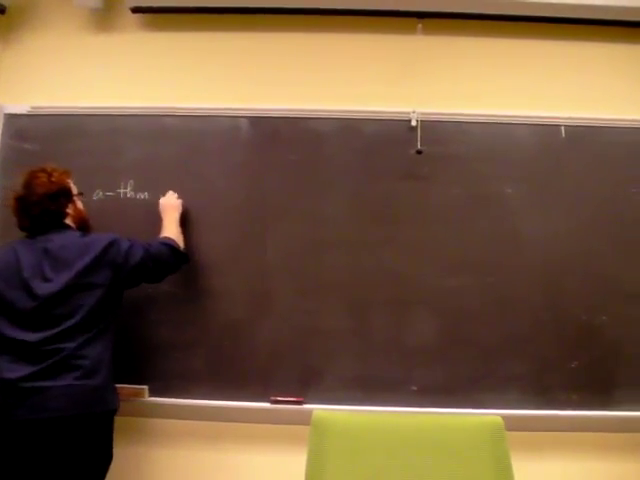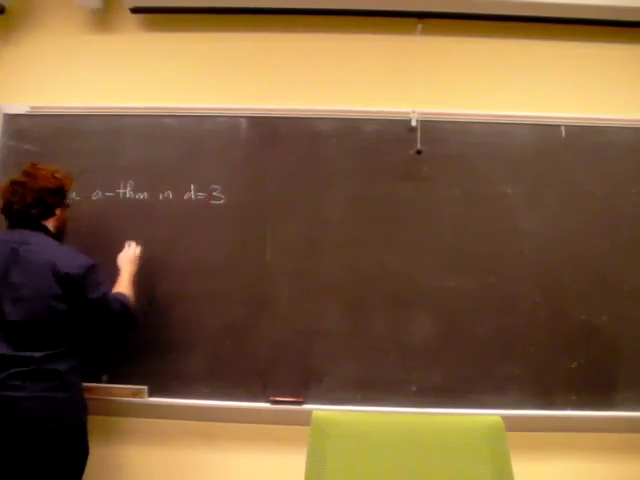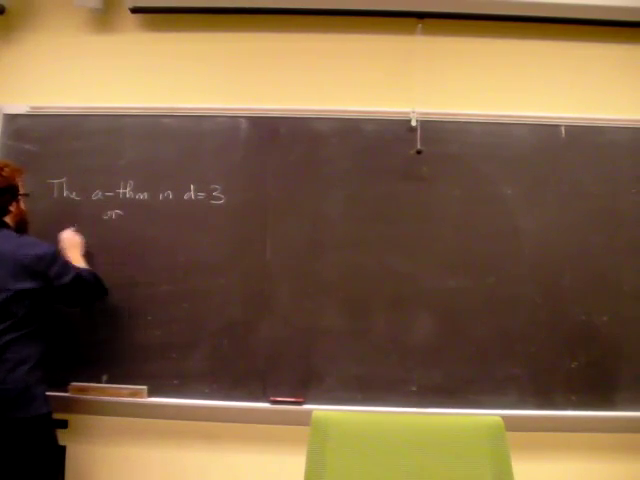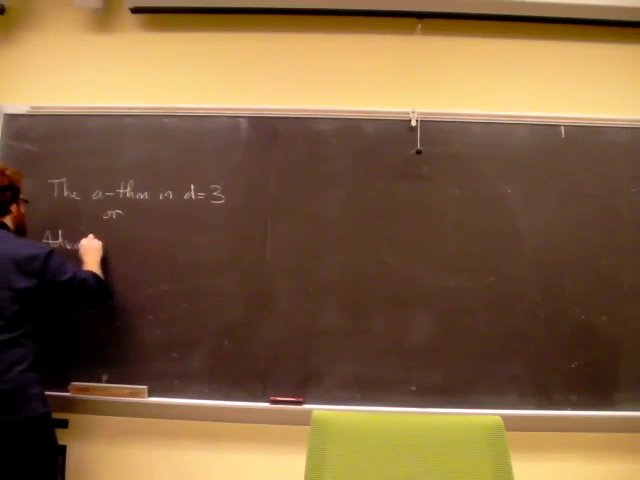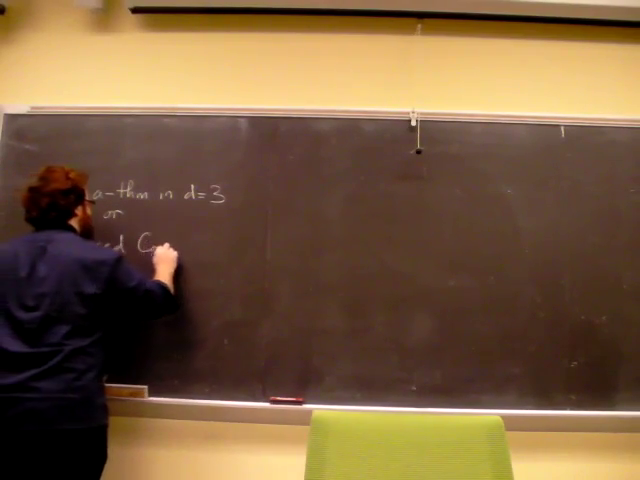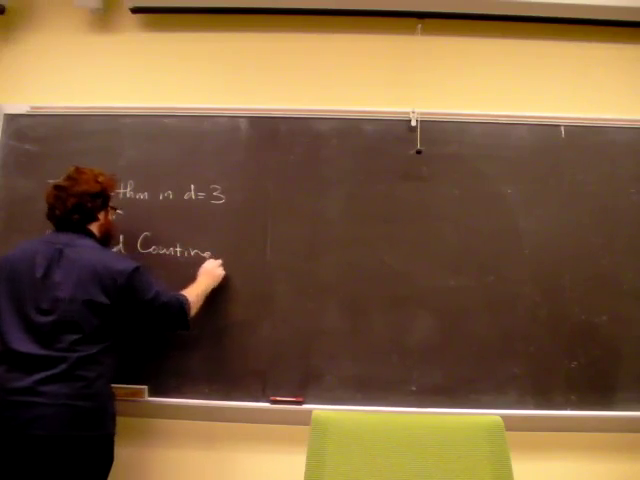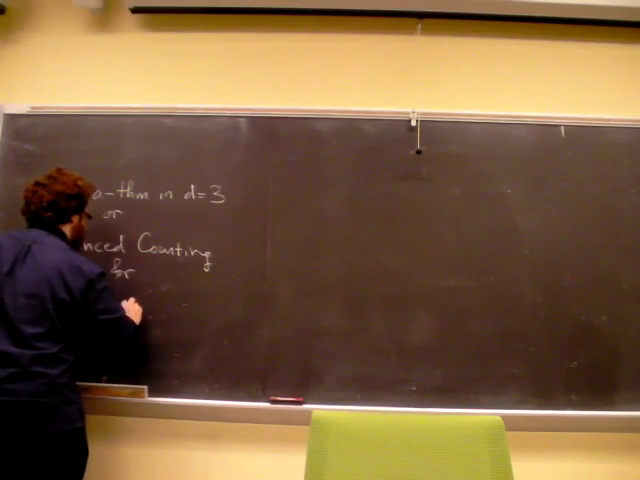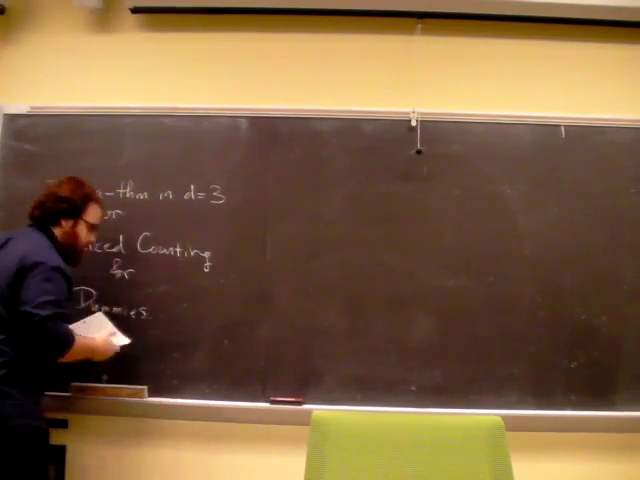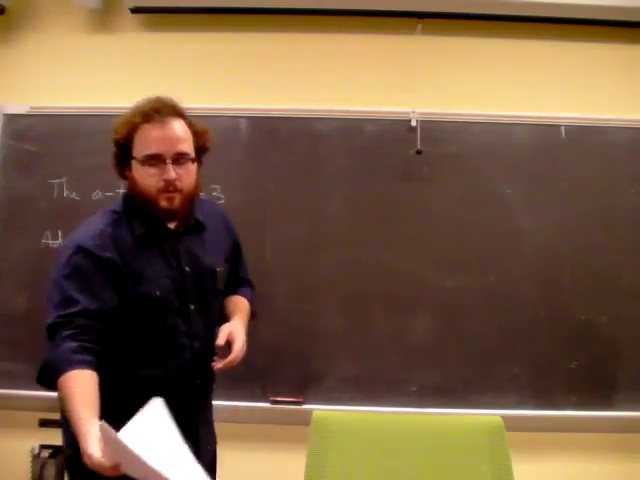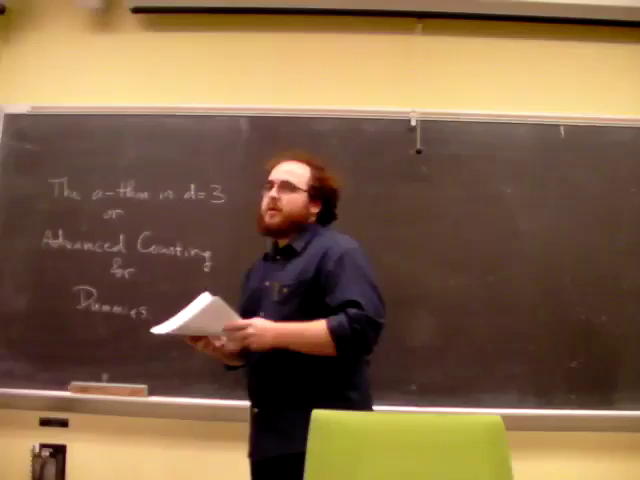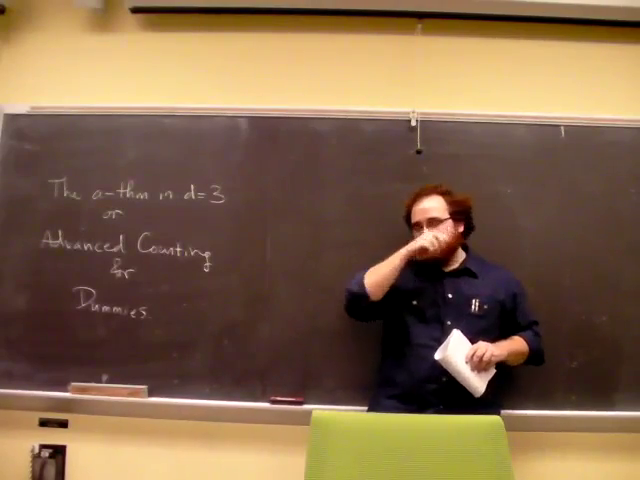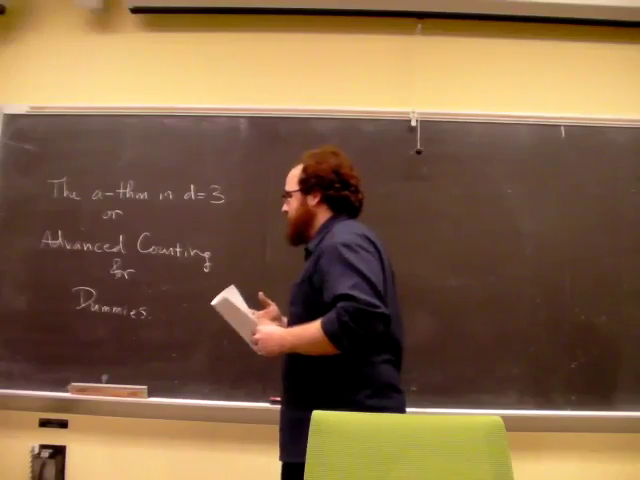The theorem is the A theorem, or as it's come to be known, advanced counting for dummies. So what one wants to know is how to rigorously define degrees of freedom in a quantum field theory, which is kind of a non-trivial statement.